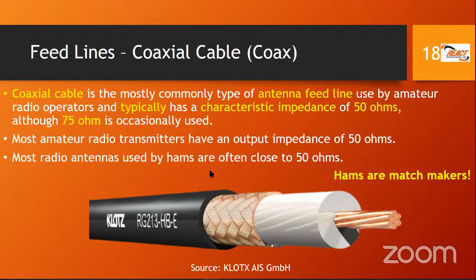The antennas used by hams, the impedance at the feed point of the antenna, is also close to 50 ohms. So 50 ohms, 50 ohms, 50 ohms. Hams are matchmakers, so we try to use 50 ohms right through. Just bear in mind the little note here that sometimes hams will also use 75 ohm feed line. Again, don't get confused when you see that in the exam. You say, well, Robbie said 50 ohms is what is typically used. Yes, that is true. But 75 ohms can be and is used also.